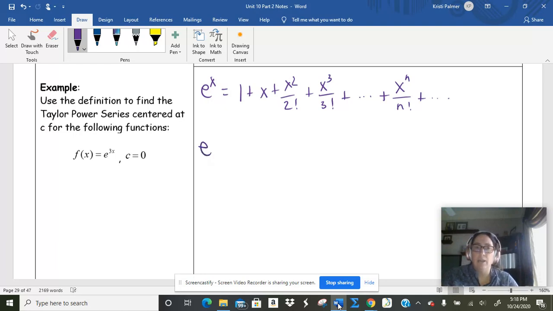Once I know that, if I want to find e to the 3x, all I have to do is everywhere I see an x, I substitute in 3x. So this x, this x, this x, this x, etc. And when we substitute, hopefully we remember from algebra, we want to use parentheses. We don't always need them, like on this first one, but generally we will.